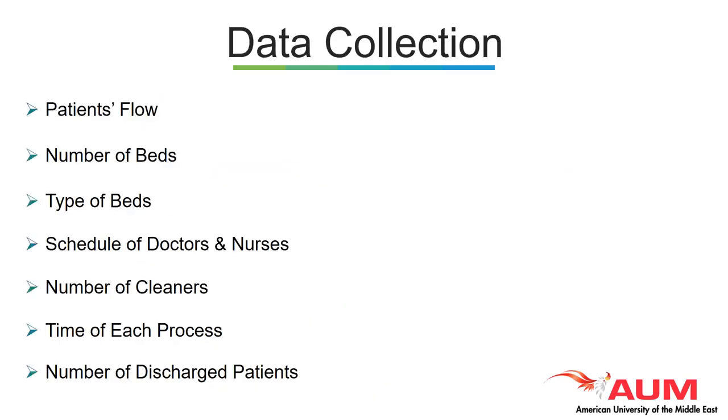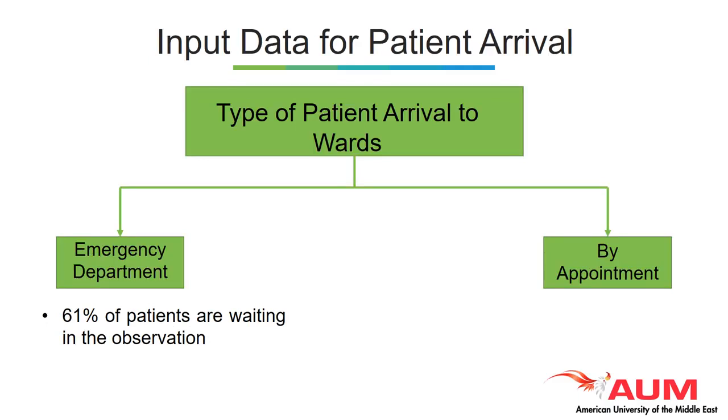In this project, we have collected many types of data, such as patient flow, number of beds, type of beds, schedule of doctors and nurses, number of cleaners, time of each process, and number of discharged patients. After collecting the data, we note that there are 2 types of arriving patients. The first type is from the emergency department, and 61% of these patients are waiting in the observation room in the emergency department because there is no available bed inside the ward. The second type is patients who come by appointment.